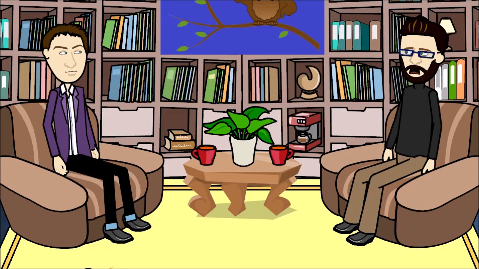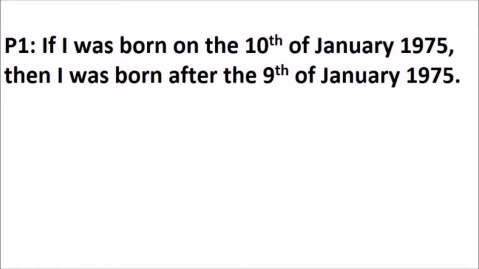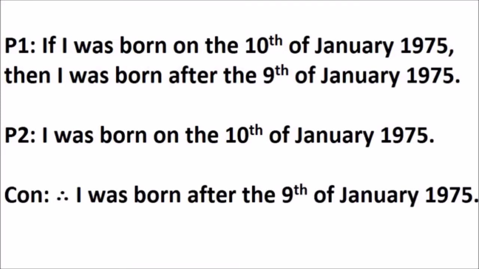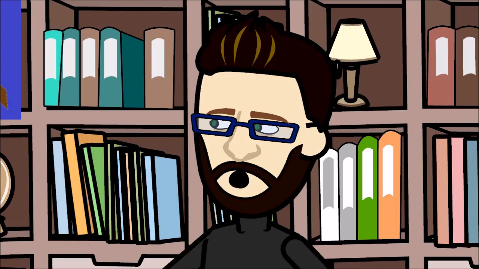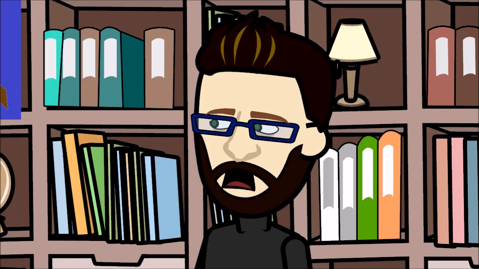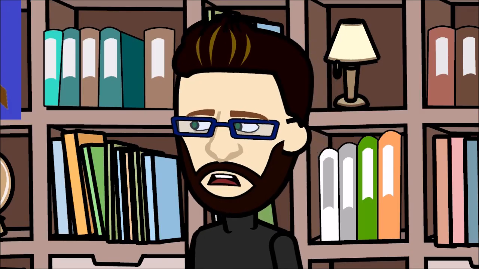So if I was to say, if I was born on the 10th of January 1975, then I was born after the 9th of January 1975. I was born on the 10th of January 1975, therefore I was born after the 9th of January 1975. This is deductive reasoning and an a priori truth. We can use reason alone to verify that if I was born on the 10th of January 1975, it would be after the 9th of January 1975.